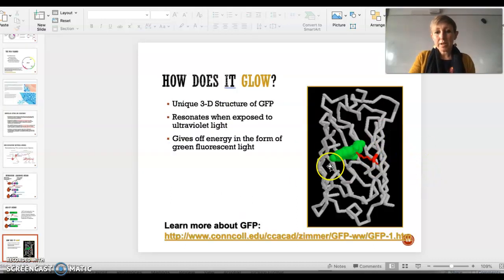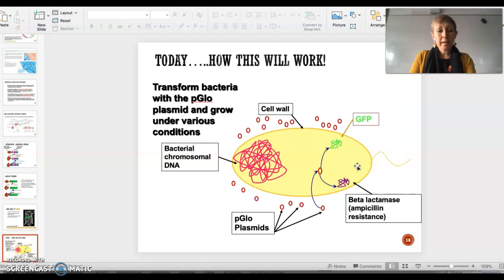So keep in mind, it's a really important idea, and lots of students get confused here. The gene itself, the GFP gene, does not glow under UV, but the protein that's produced when that gene is expressed will do. So, this is just a little diagram to show you what we're hoping will happen.